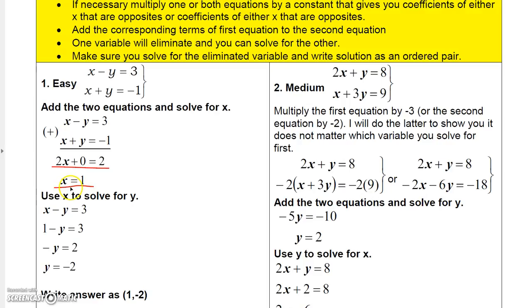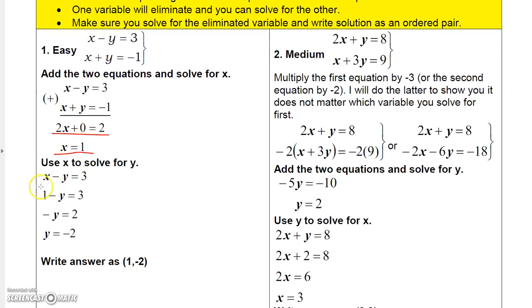And then again you can take that 1 and plug it back into either of these equations. So I plugged it into the first one and I got 1 minus y equals 3, and then that gave me that minus y equals 2, or y equals -2. So the answer is 1, -2.